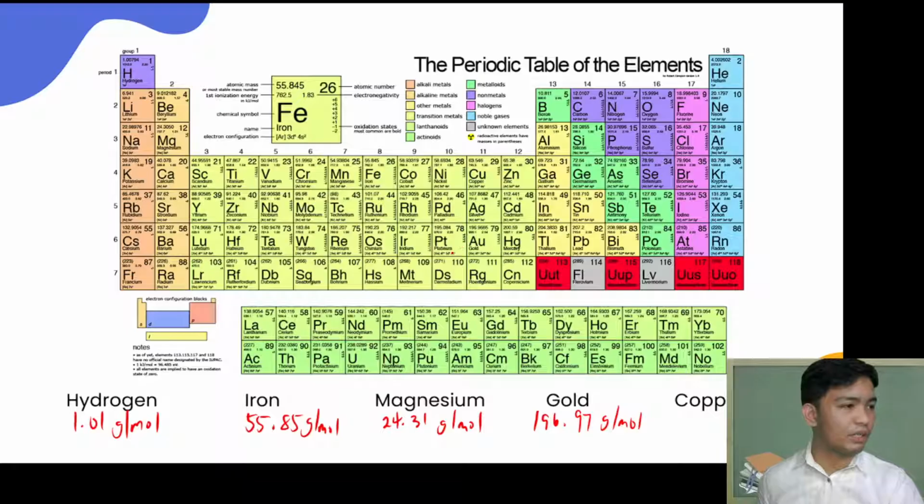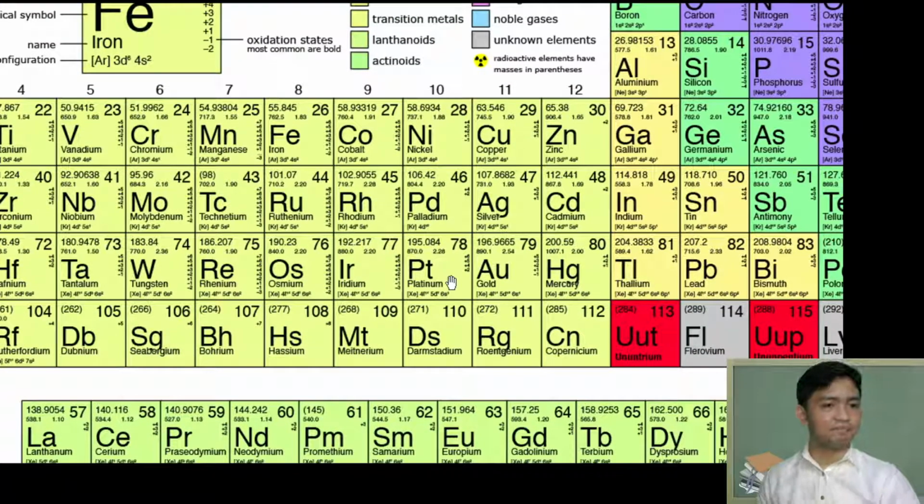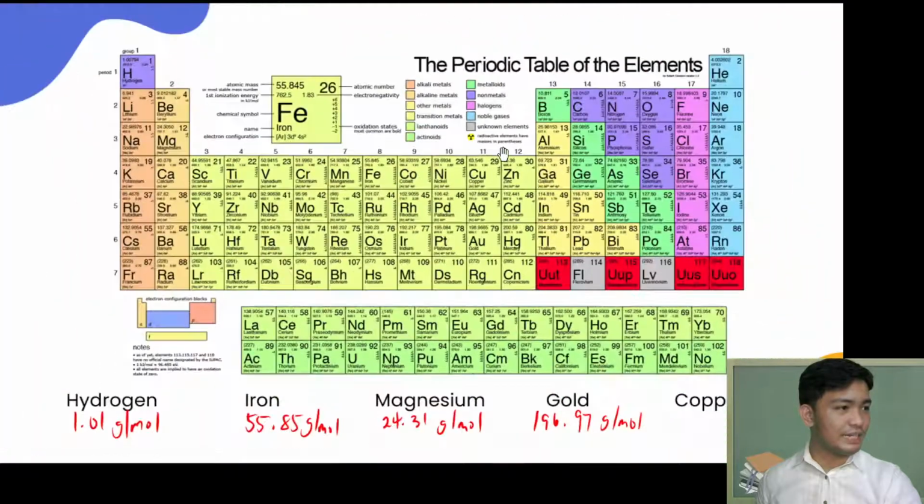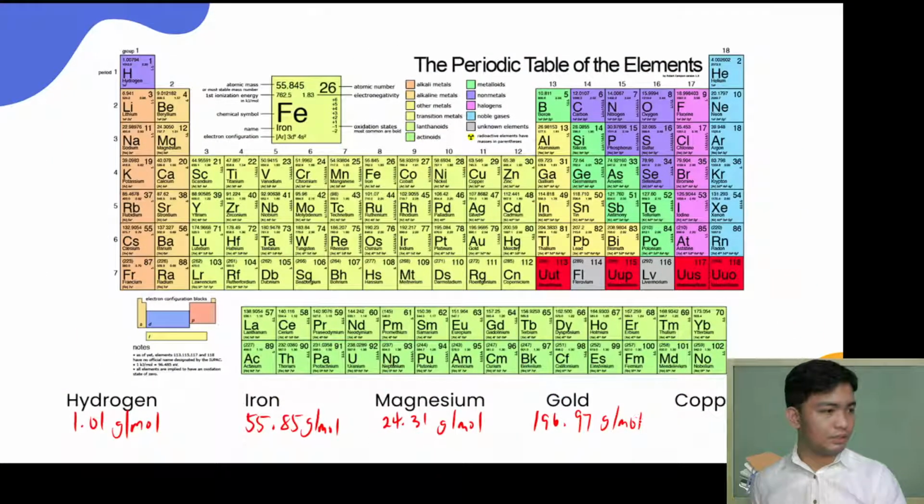O, last na. Try nyo to, copper. Nasaan dyan? Cu. So, yun. 63.546. Kasunod ng 4 ay 6. So, round up, 63.55. 63.55 grams per mole. So, ito lahat, isang mole.